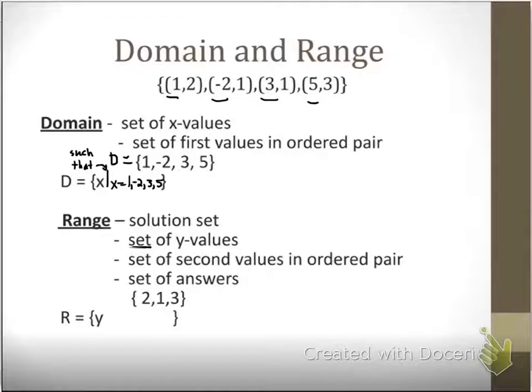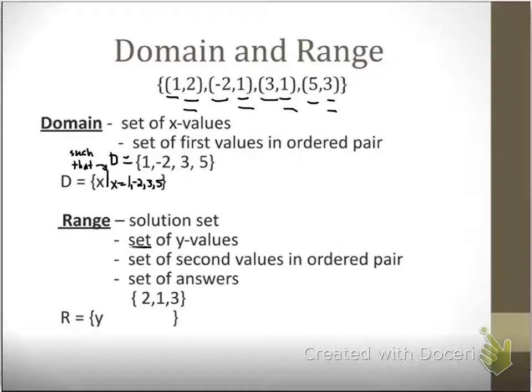Okay. If domain is my set of x values, what do you think that makes my range? Set of y. My set of y values. Can also be called my solution set. Because when I have inputs, I have outputs that are my solutions. My y's are my outputs. So it's my set of outputs, my solution set, set of y values, set of second values in the ordered pair, my set of answers. So up here, got the y values 2, 1, 1, 3.